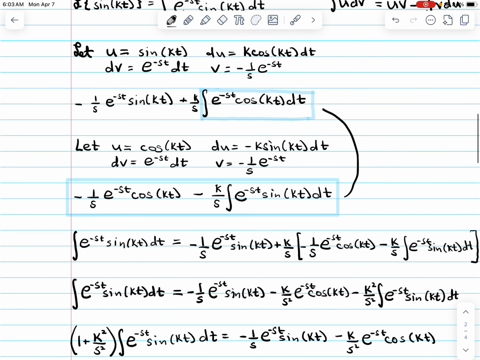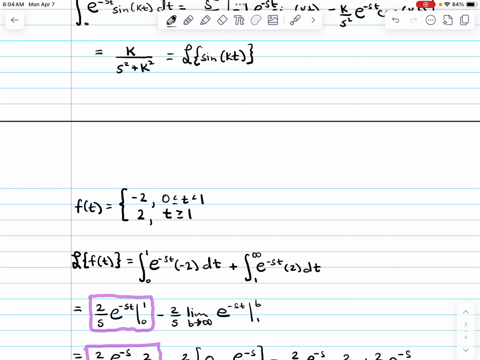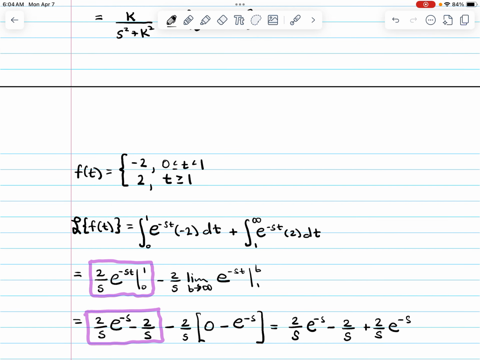Now, part of the reason I did this was just to refresh your memory on how we can use integration by parts. But anyway, now sometimes you'll see a piecewise function like this one. And how do we deal with the Laplace transform here? Well, you break it up. In other words, I've got this.